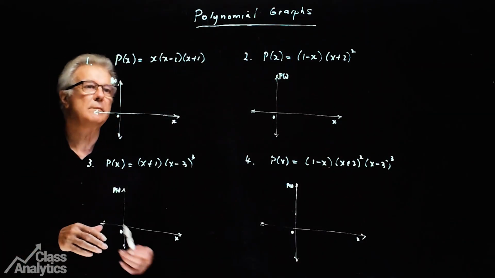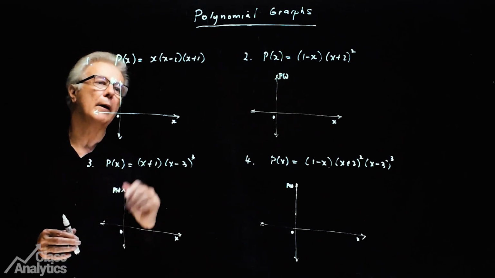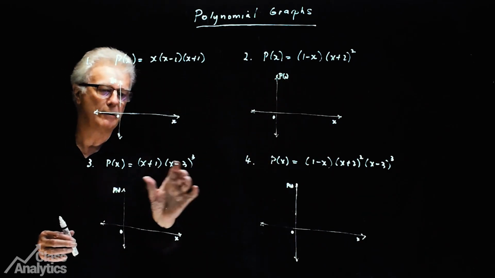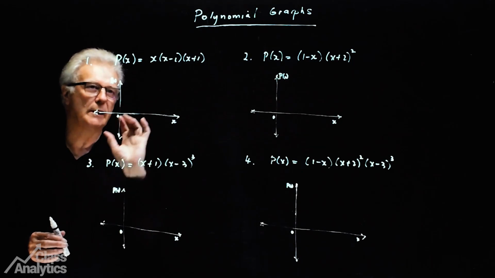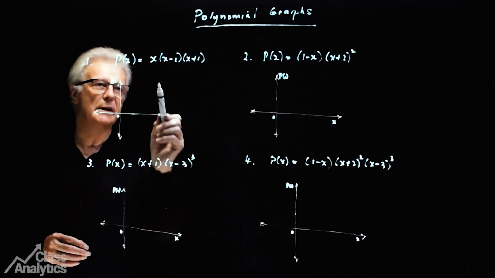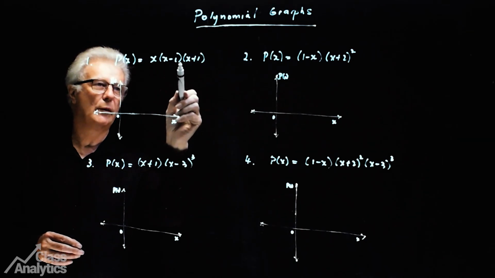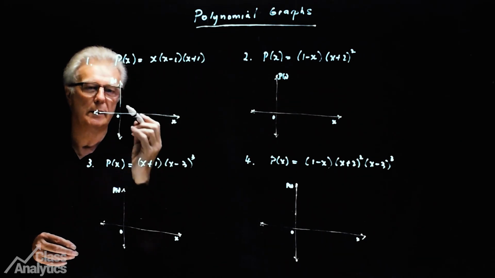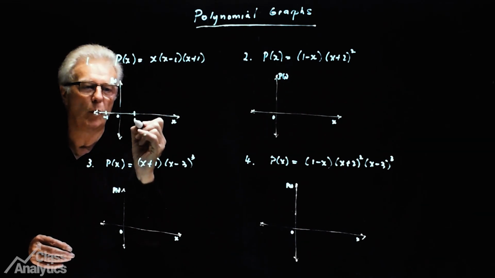Polynomial graphs. In each of these graphs, we have to sketch them. They're all in the factored form, which makes life a lot easier. So first of all, we find out where the roots are. From here, we can see that when this equals 0, that equals 0, 1, or minus 1. So I'll just plot those as minus 1, 0, and 1.